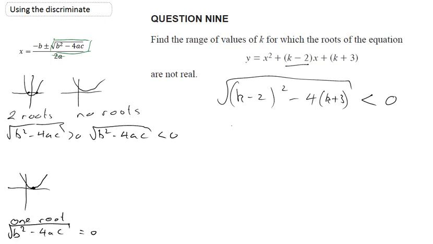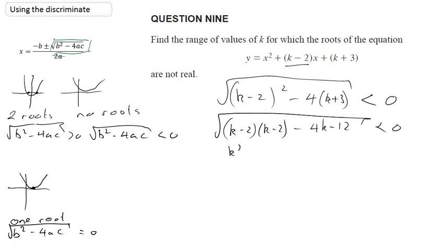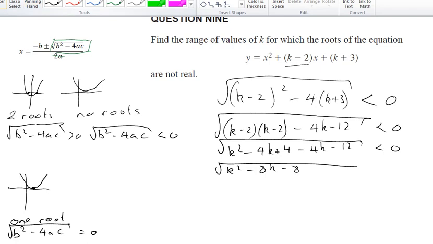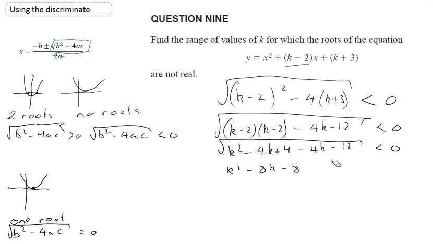I'm going to expand and simplify, so that's k minus 2 times k minus 2 minus 4k minus 12 square rooted is less than 0. So that's k squared minus 4k plus 4 minus 4k minus 12 is less than 0. So k squared minus 8k minus 8 is less than 0. Now at that point, it would actually make sense to graph that.